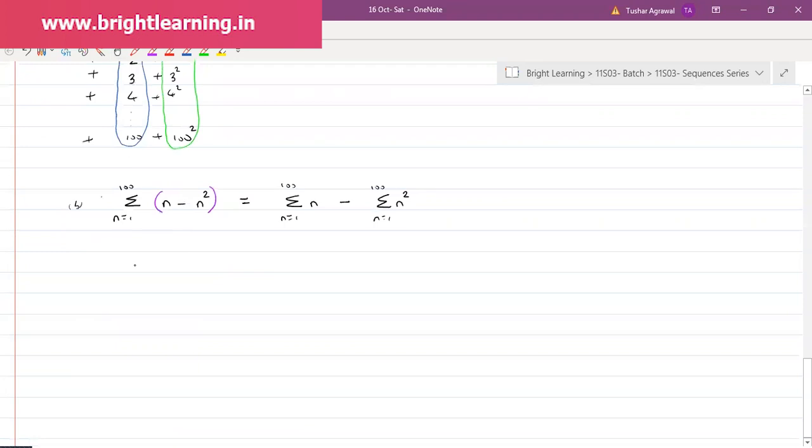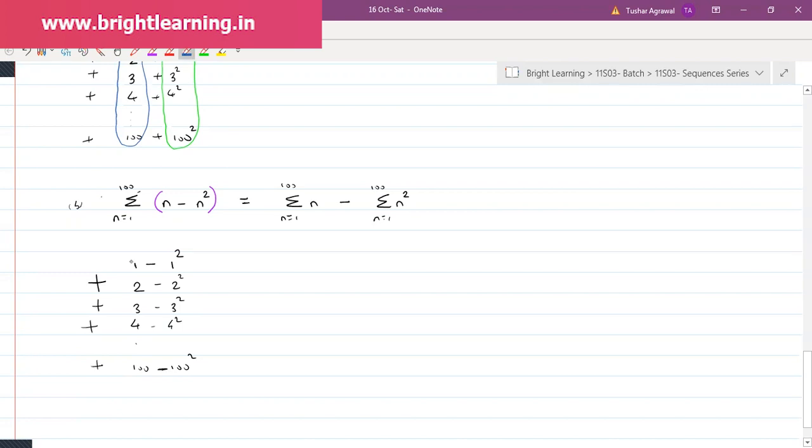First term is 1 minus 1 square. This summation is given. We are taking summation. So here it will come addition. Take note. First term is 1 minus 1 square. Second term is 2 minus 2 square. Third term is 3 minus 3 square. We are adding the third term. We are adding the fourth term. What is the fourth term? 4 minus 4 square, so on and so on, up to 100 minus 100 square.